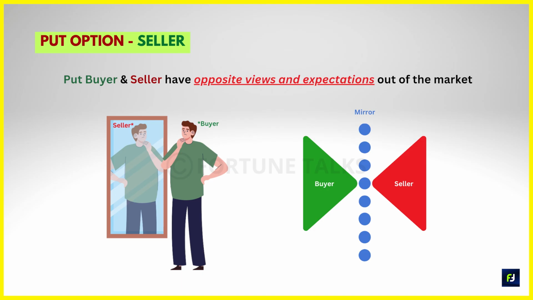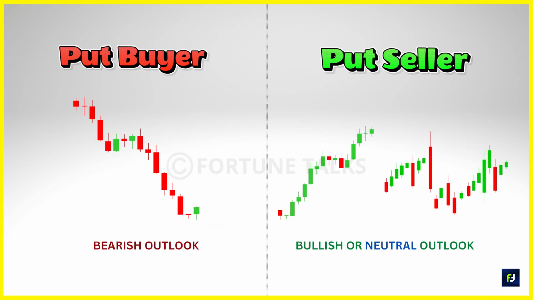Just like how mirror images appear as a reversed version of the object, whatever happens to the put option seller in terms of P&L, the exact opposite happens to the put option buyer and vice versa. For example, if the option writer is making 50 rupees in profits, this automatically means the option buyer is losing 50 rupees. Going by this idea, if the put option buyer is bearish about the market, then clearly the put option seller must have a bullish view on the markets.